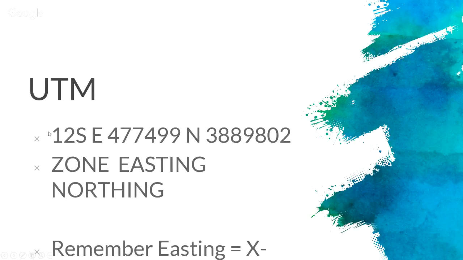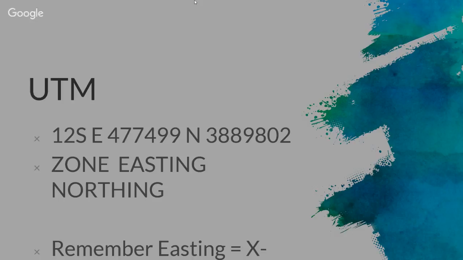So this is what a UTM coordinate looks like. It has the zone out front, so we have 12 south, and then it gives the easting, which is our X, and then the northing, which is our Y. So this is actually longitude and then latitude. That's because, if we go back to our math, we have our X, Y. So pretty much in mapping, the coordinate systems use that X, Y data.